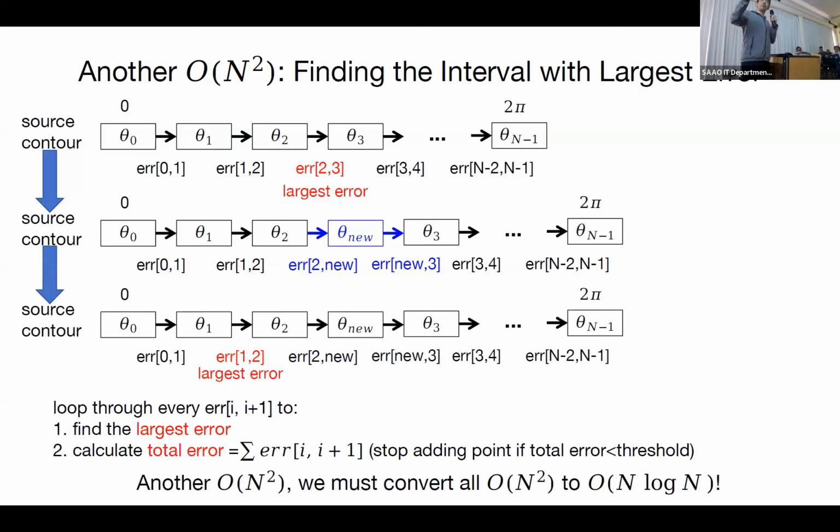And again, we need to find the new largest error. So we need to find the largest error, we need to loop through all these errors, and it's an O(n) algorithm, and we need to add n points, so we need to loop through n times. It's another O(n squared) algorithm. And at the same time, we need to calculate the total error. The aim is to stop adding points if the total error is already smaller than the threshold. So we must convert all the O(n squared) algorithms to n log n.